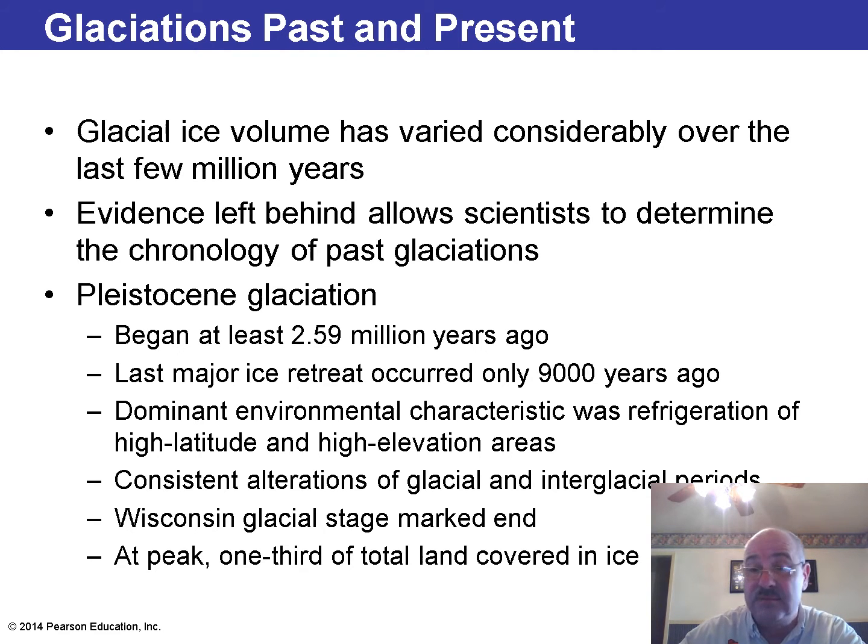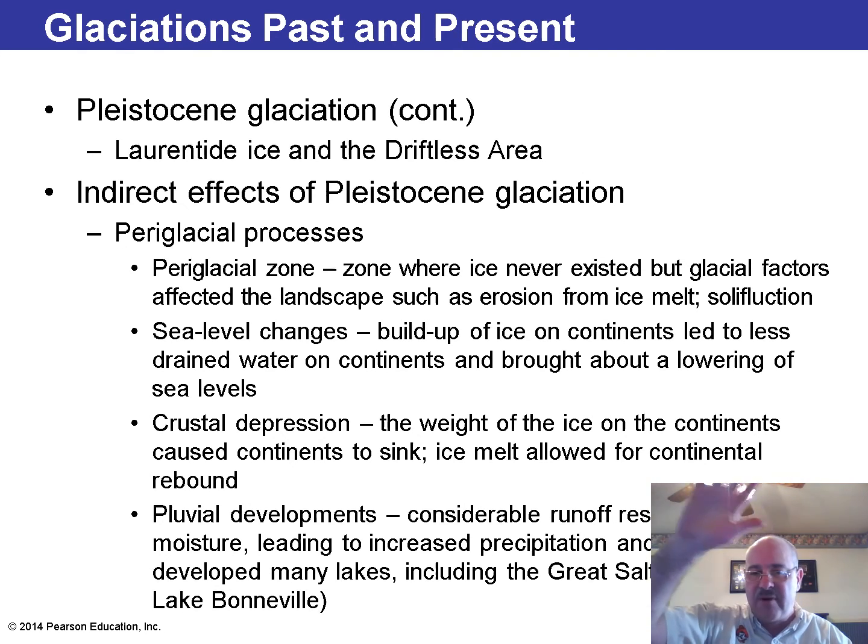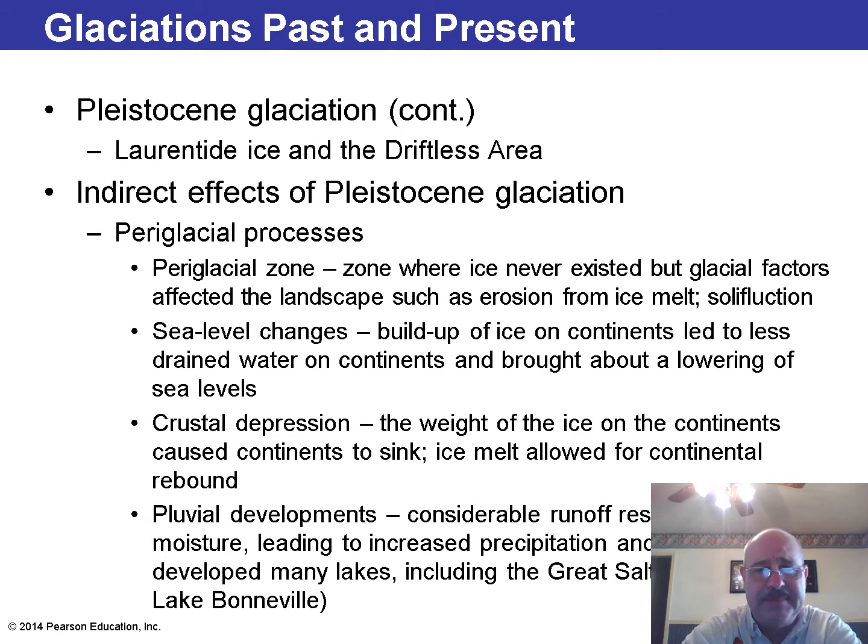Or long life. All right, so Pleistocene glaciation, the Laurentide ice and the driftless areas, okay? So the Laurentide ice sheet, that's the big one. You're going to see it on the next slide. It went all the way from the Colorado Rockies to Greenland, all the way from the Arctic down to about Nebraska, okay? So, I mean, that's a huge expanse of ice, okay? Huge area of ice, all right?